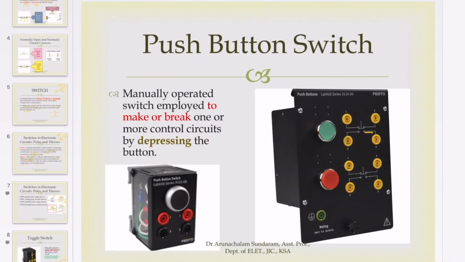Now, regarding the push button switches, as you can see here, this is the push button. You'll find the diagram of the push button here. I have two contacts. Here I have a normally closed contact and here a normally open contact. This is 1, 2 and this is 3, 4. So when I press the push button down, 1, 2 will be open and 3, 4 will be closed.